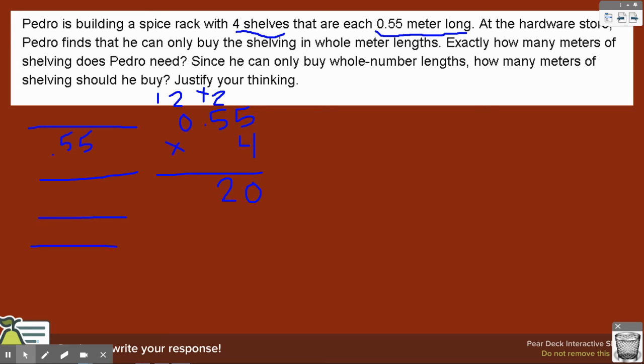So I'm going to carry my 2. And remember, we add that. So now I'm going to multiply the 0 in the ones place times the 4. So 4 times 0 is 0, plus 2 is 2.